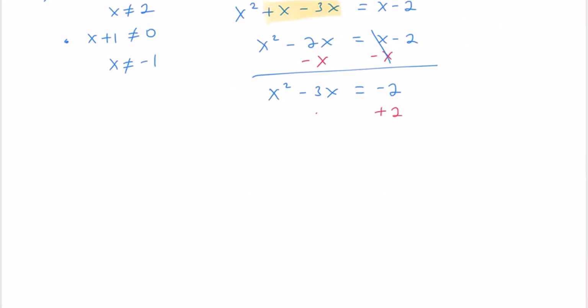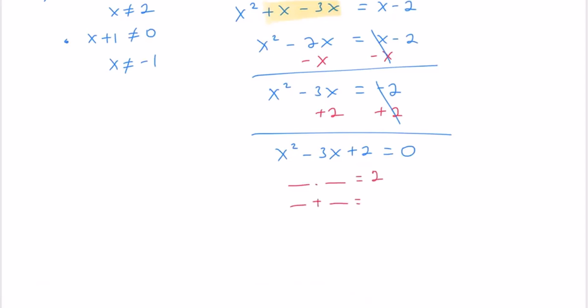Add the 2 over. So x squared minus 3x plus 2 is equal to 0. We need to factor x squared minus 3x plus 2. That is, we need to find two numbers that multiply to give us the last number and add to give us the middle number, negative 3. So this is 2 and 1. We need positive 2, so both need to be positive or both need to be negative. We need negative 3, so both need to be negative.